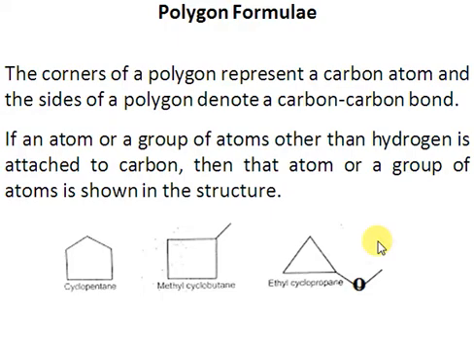The only difference is that polygon formulas are only for cyclic molecules, but the bond line formula can be written for cyclic molecules as well as acyclic molecules. So they are almost a similar thing. So far we have discussed the chemical formula. The chemical formula doesn't give any information about structure or the functional group or the connectivity. Then we saw the condensed formula.